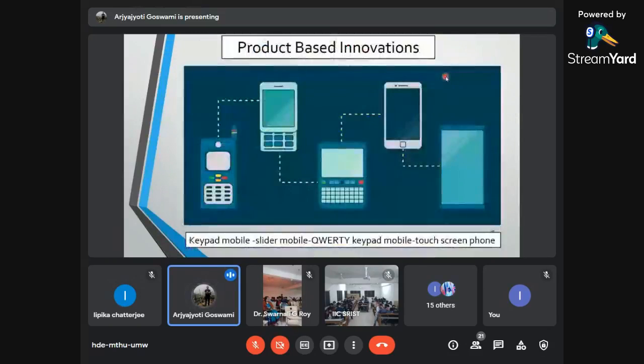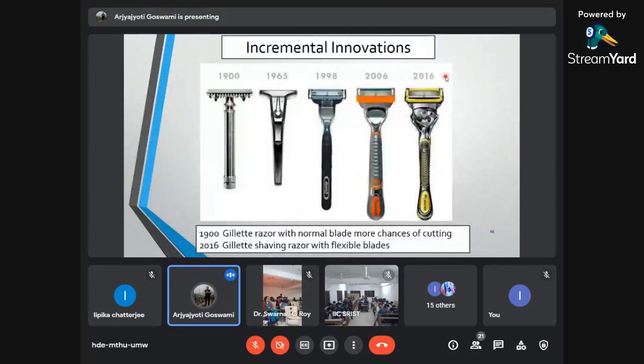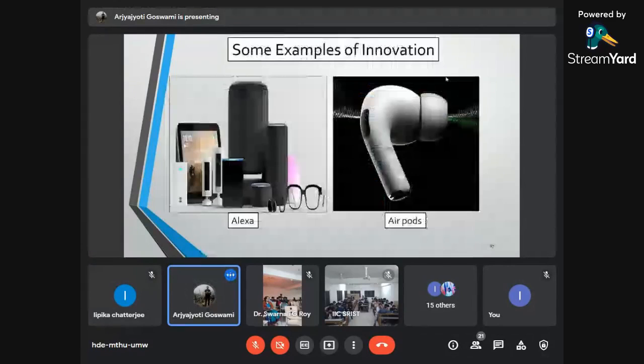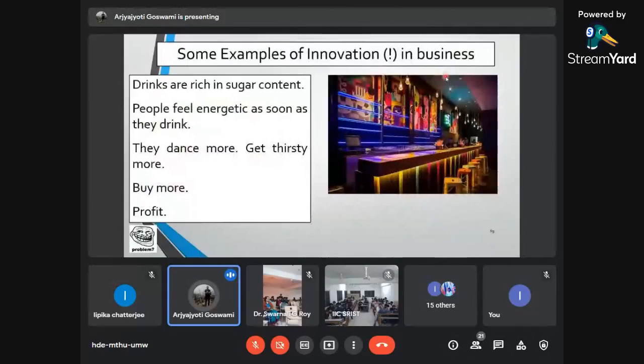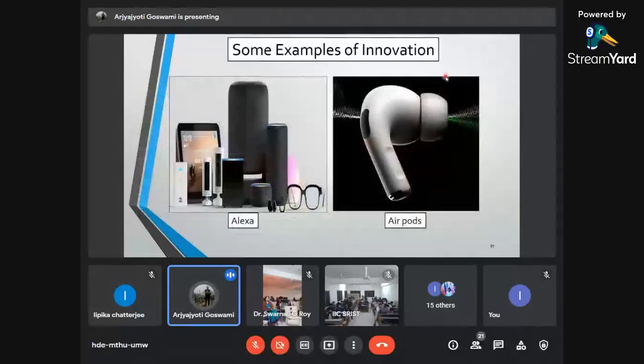Okay. So I want to skip all these things because time is over actually. Some examples I wanted to tell, but these are examples of product innovation: electric vehicles and wearable electronics, or the AirPods, the Alexa system, that voice operated search. These are all examples of product based innovation.